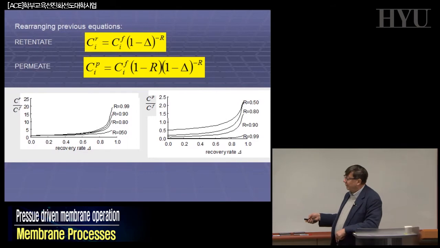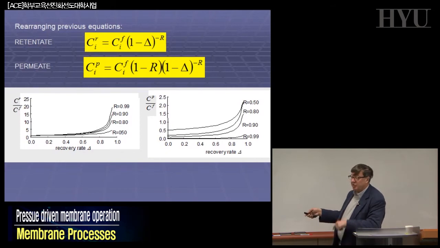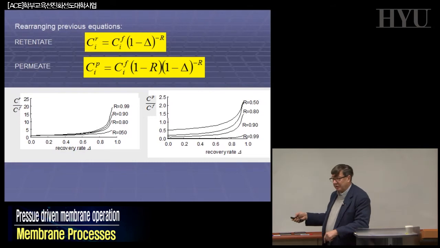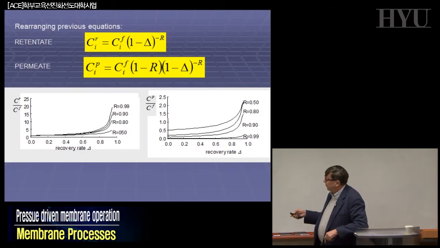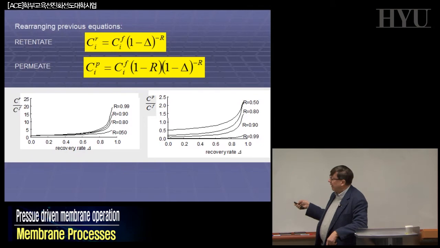So if you want to have a very high recovery ratio, you need very selective membranes, and you obtain high concentration in the retentate compared to the one in the feed. You can plot just the opposite, concentration in the permeate compared to the concentration in the feed as a function of recovery rate at different rejection, and you see just the same presentation, opposite to the one before.